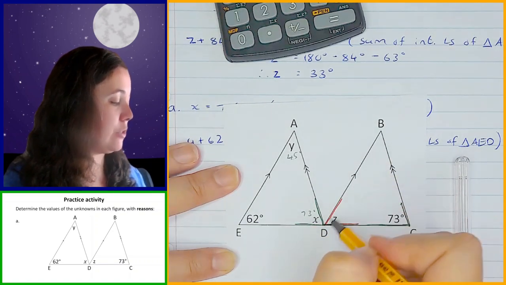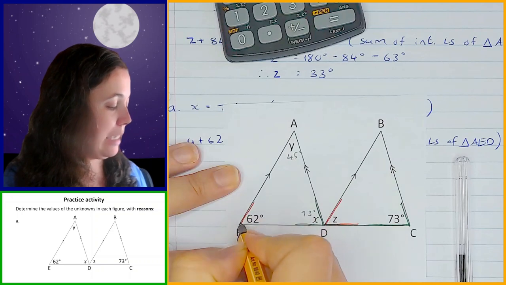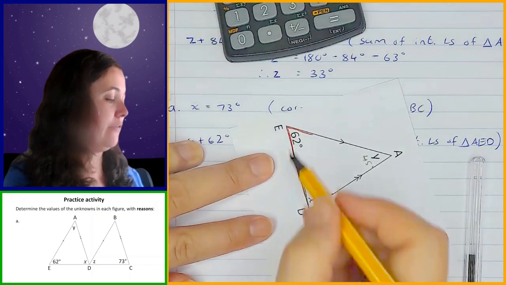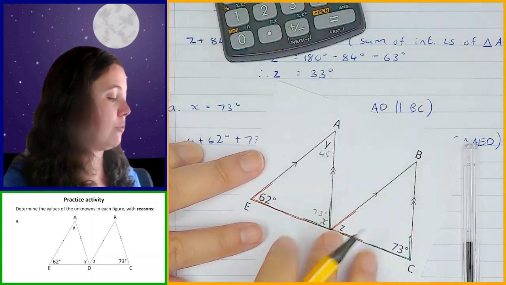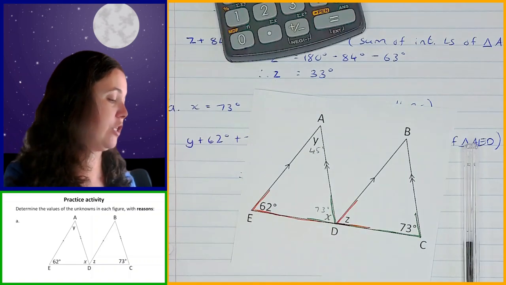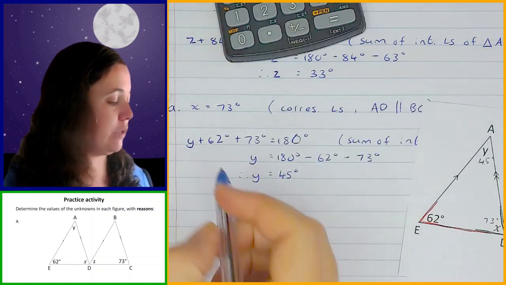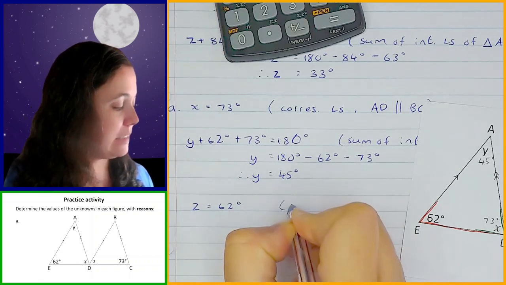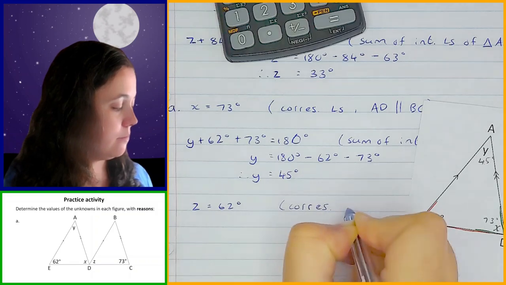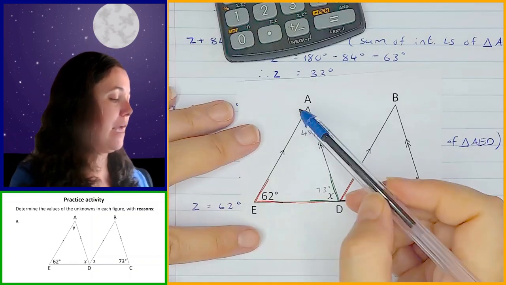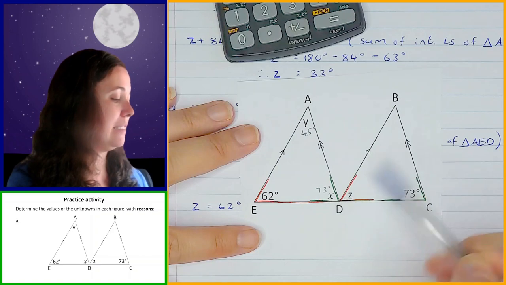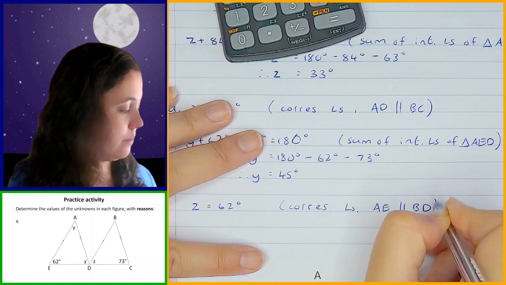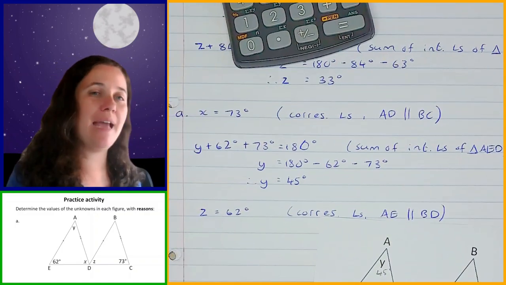And I've got a line that's parallel to BD, which is AE, which is this angle over there. And they also make that kind of F shape. So they are also corresponding to each other, which means that they are also equal to each other. So Z is equal to 62 degrees. And my reason for that is corresponding angles. But this time I'm working with AE parallel to BD. And that's what you should have got for question A.